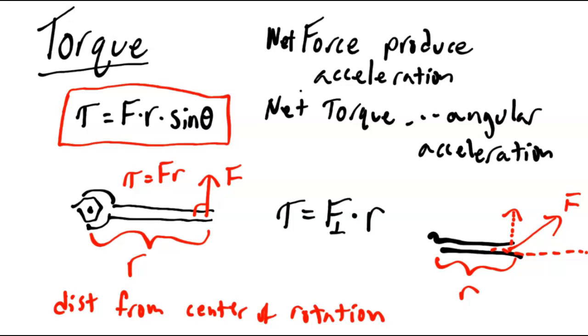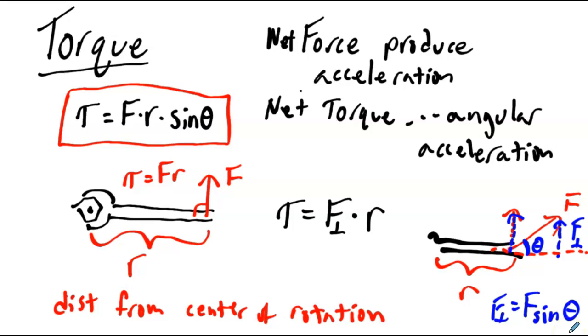So now we can kind of see how, if this angle that I made here between my force and my radius was theta, can we see that the vertical component of my force, F perpendicular, is going to be F sine theta.